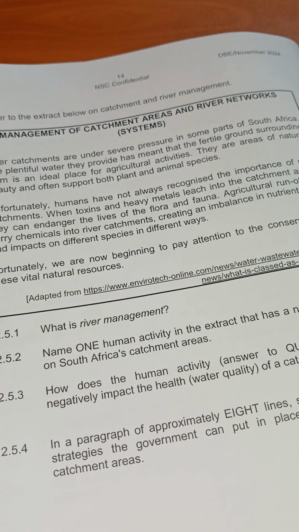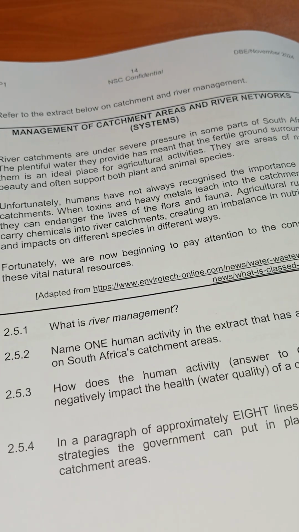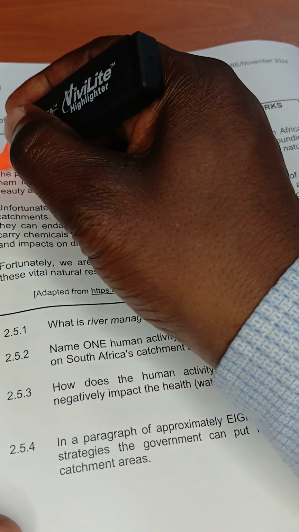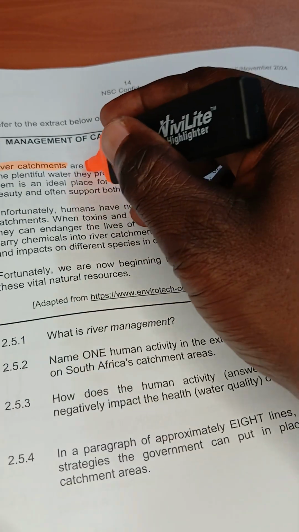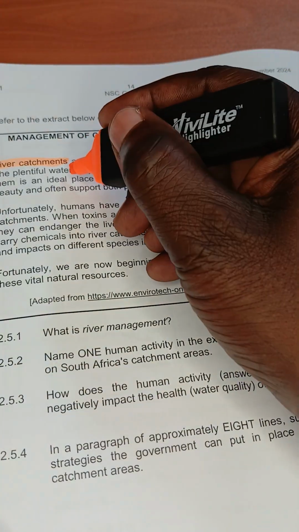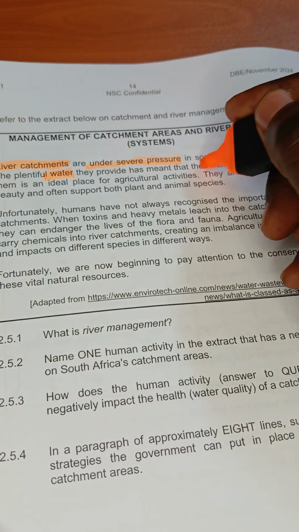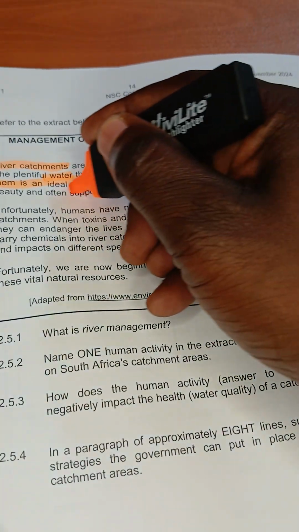vital natural resources. So I just want us to highlight some of the things that I feel are important as far as this extract is concerned. The first thing is the river catchments. Of course, you need to highlight it. They're under severe pressure, suffering. Of course, it means there's a problem. Under severe pressure means there's a problem that has been noted. Okay, the plentiful water, what do they provide? They provide water. This means that the fertile ground surrounding them is an ideal place for agricultural activities, which means the fertile ground surrounding them is conducive for agricultural activities.